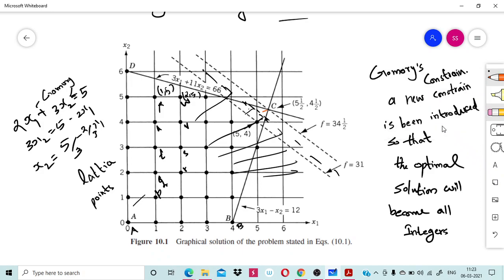Yes, this red feasible region is cut off, it is avoided, it has been cut off by this Gomory's cutting plane, right? So our new feasible region got reduced. In that way we will introduce one Gomory constraint.